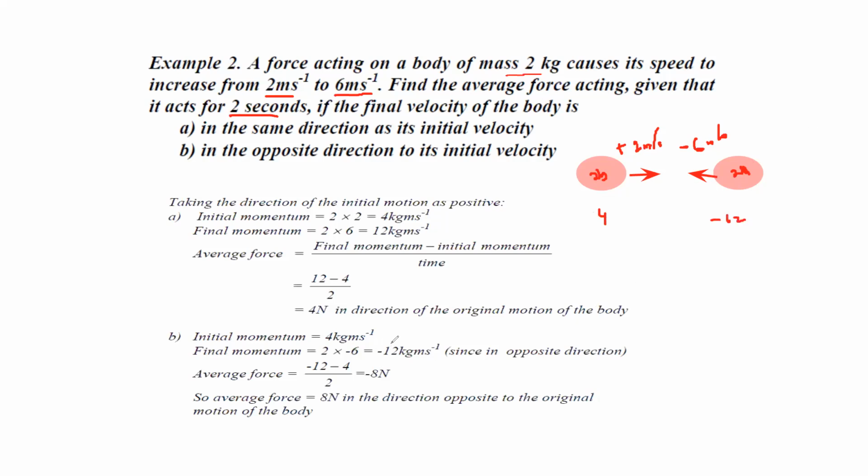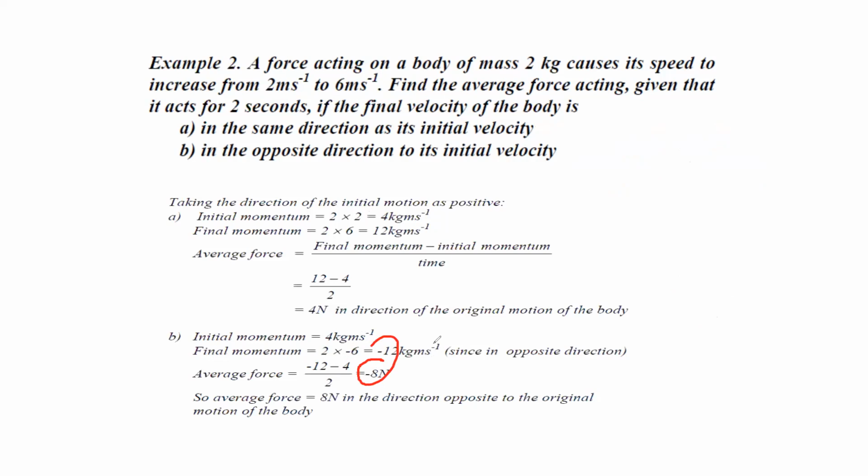So the formula to calculate the average force is the change in momentum divided by the time interval. Final momentum is minus 12, and the subtraction is for the change, and the initial momentum is 4. So it will be minus 12 minus 4 divided by the time interval. It took 2 seconds to change. When we calculate the average force, it will come out as minus 8. What it shows is that the average force of minus 8 means the direction of this force is opposite to the direction of the motion.